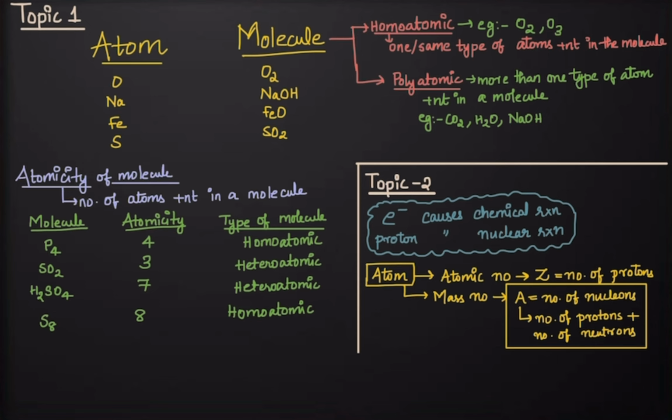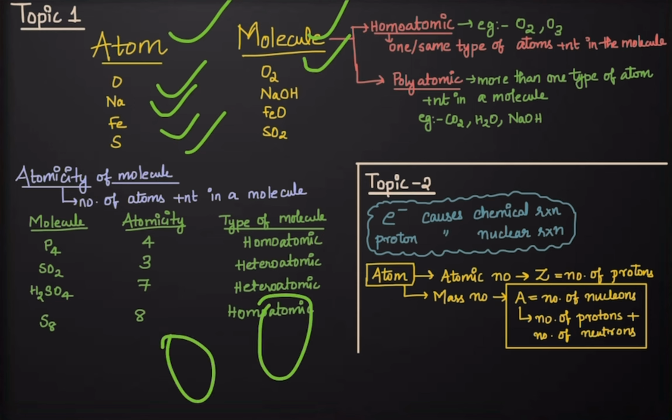So, firstly, we are dealing with atoms and molecules. An atom means one element, like oxygen, sodium, iron, sulfur. In the case of a molecule, more than one atom is present, right? So, O2. In the case of O2, two atoms of oxygen are present.